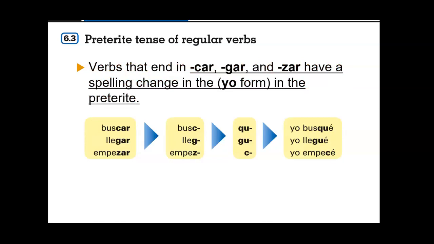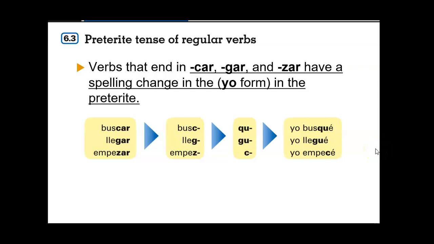Alright, so verbs that end in car, gar, and zar have a spelling change in the yo form in the preterite. So if you look at the chart, car ends in a C, so we're going to change that C to a QU, and then our ending over here should be busqué. Because of this sound, that's why we have to stem change.